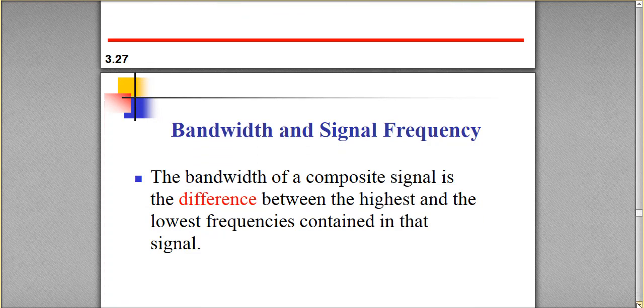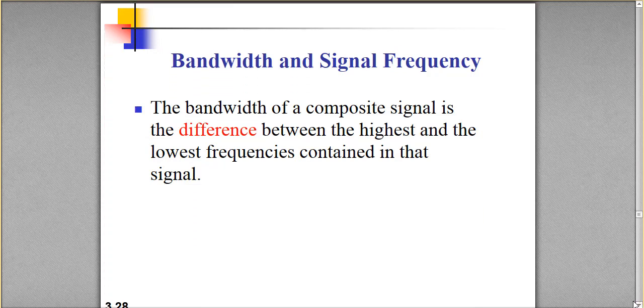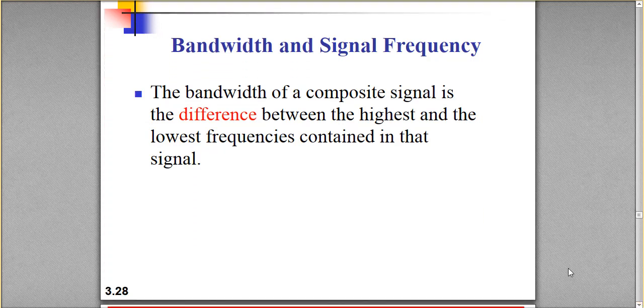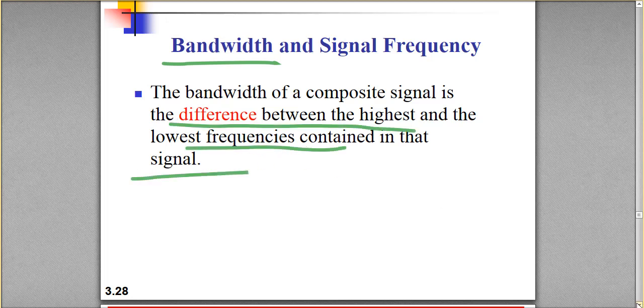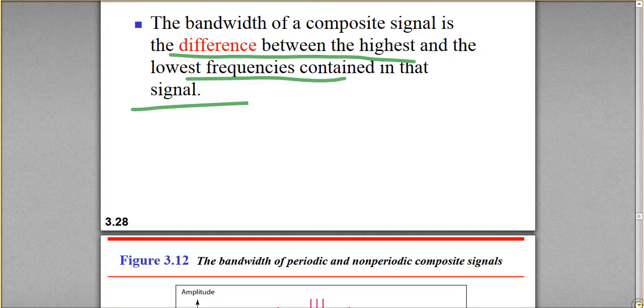Having now gone through the concept of analog signal with discrete and continuous frequencies, let us now focus on another characteristic of a signal, that is its bandwidth. Bandwidth is defined as the difference between the highest and the lowest frequencies contained within a signal. Let me explain this with the help of an example.